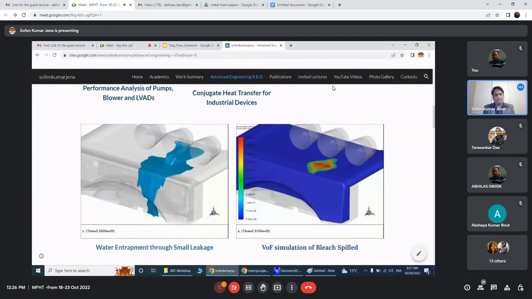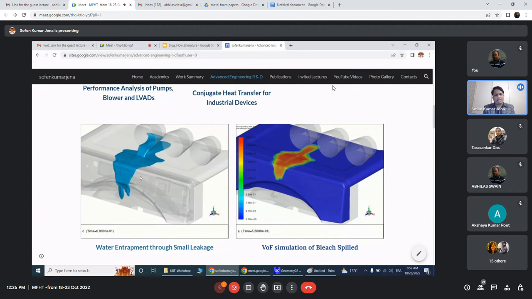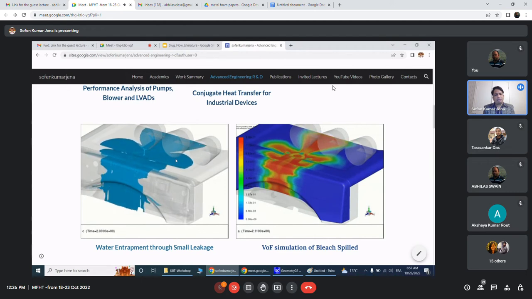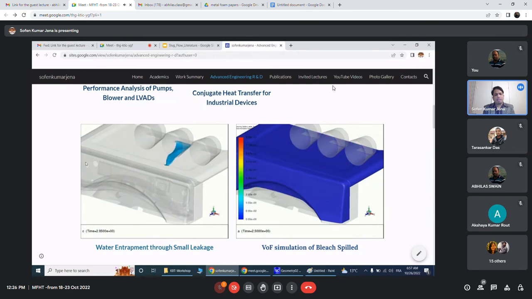You can see it. We spill some water from a bucket. It is falling on top of the devices, and we are measuring and quantifying the amount of water going inside and reaching near the electronic components. For this, we did the VOF model simulation. Here, we have a distinct interface between the air phase and the liquid phase. The rest is air, the liquid is coming and hitting the surface. For this kind of flow, the VOF model suits well, right?